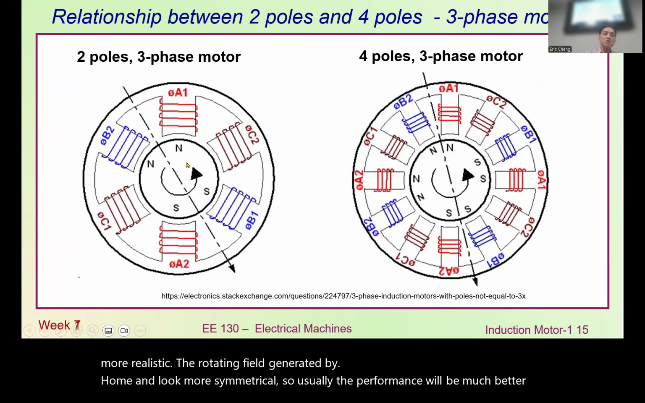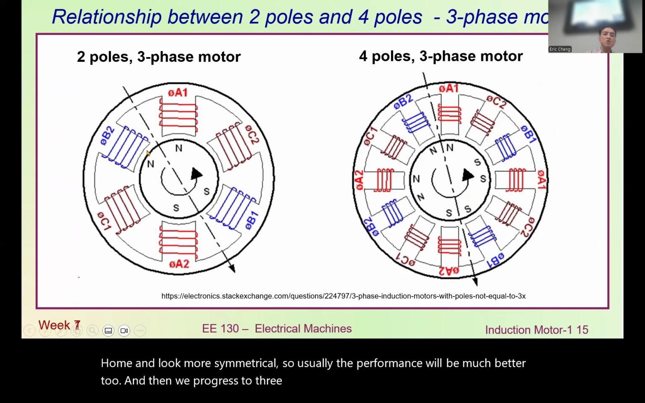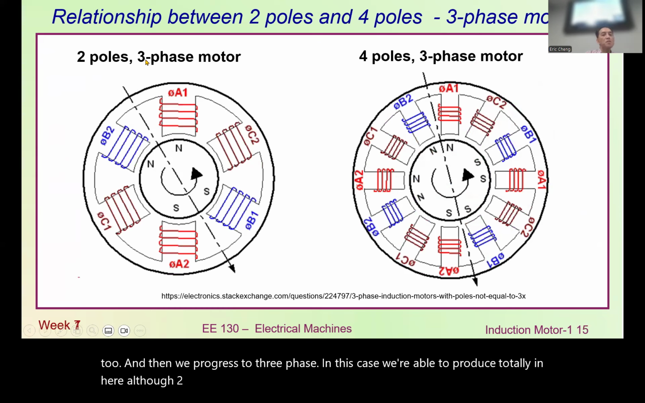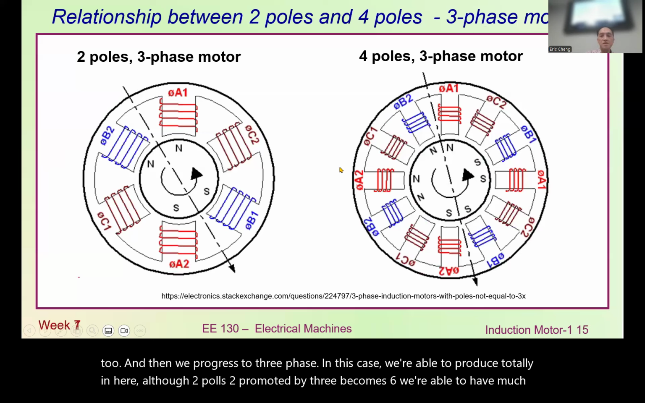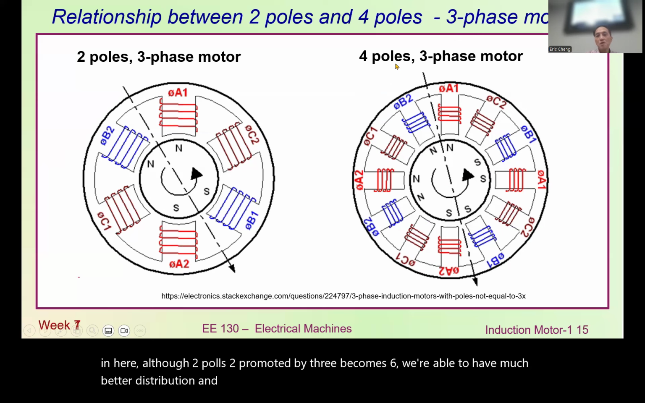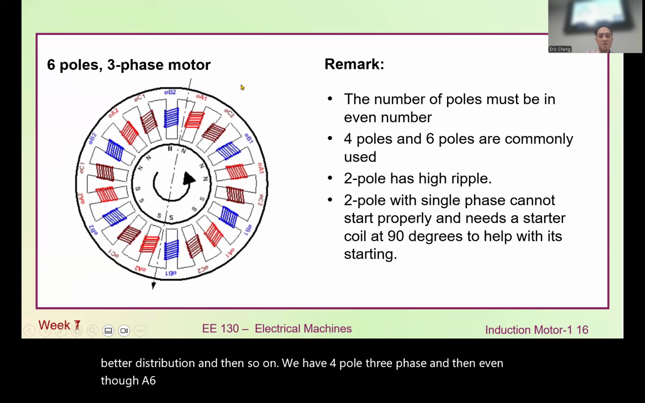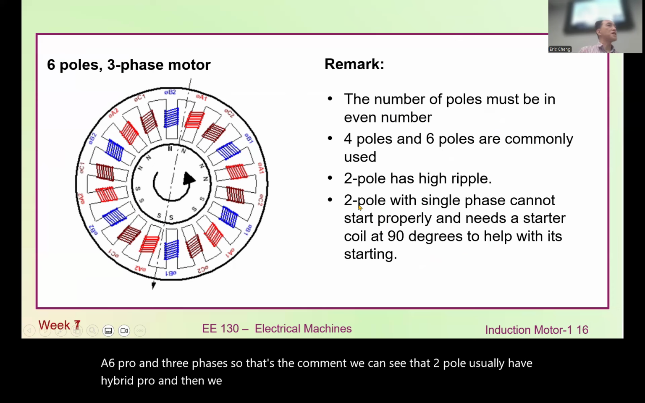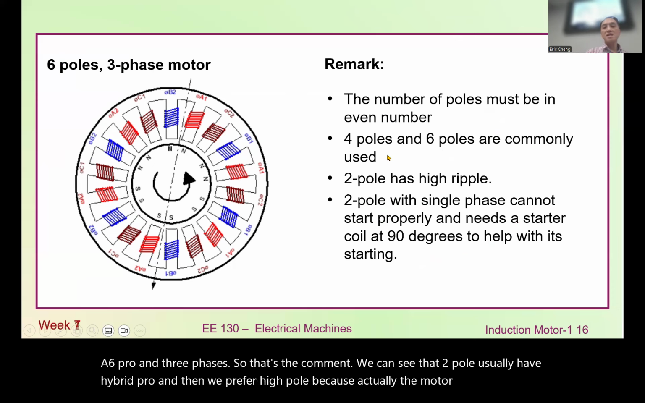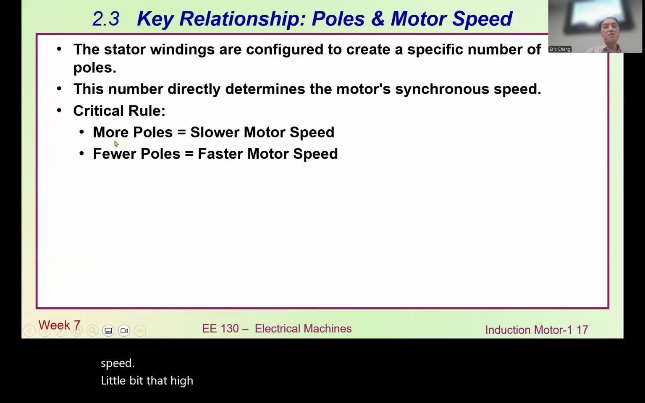And then we progressed to 3 phase. In this case, although 2 poles multiplied by 3 becomes 6, we're able to have a much better distribution. And then so on, we have 4 pole, 3 phase, and then 6 pole, 3 phase. So that's the comment. We can see that 2 pole usually has high speed, and we prefer more poles because the motor speed doesn't need to be that high anyway. With more poles, we have lower speed for the motor.